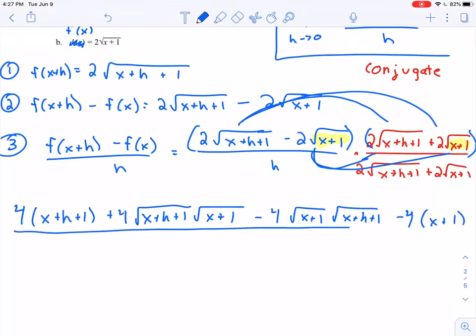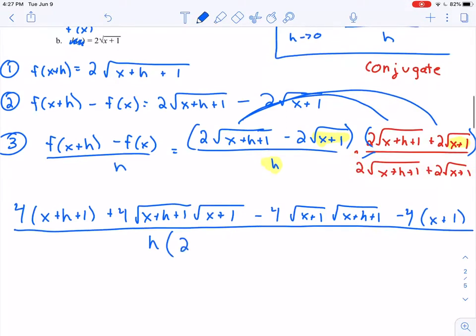Denominator, I'm going to say, is actually a little bit easier. I'm going to tell you not to do anything to the denominator. So in my denominator, I still have h. So I've got h times, and I'm just going to leave this whole mess the same. I'm going to leave that as 2 square root x plus h plus 1 plus 2 square root x plus 1.